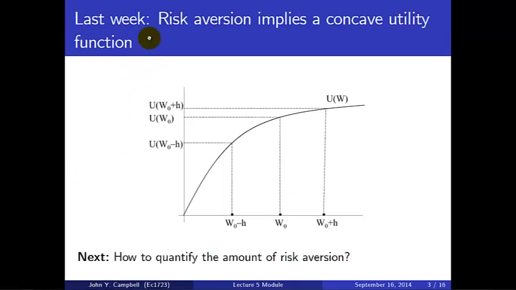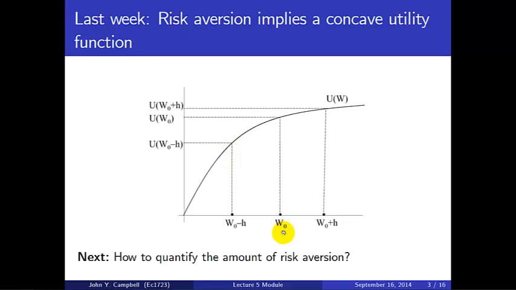I want to refresh your memory from last week. We discussed the fact that risk aversion implies a concave utility function. So here's the picture. We have a utility function that looks like this. It curves over. The definition of concavity is that this curve is always above a straight line drawn between any 2 points on the curve.